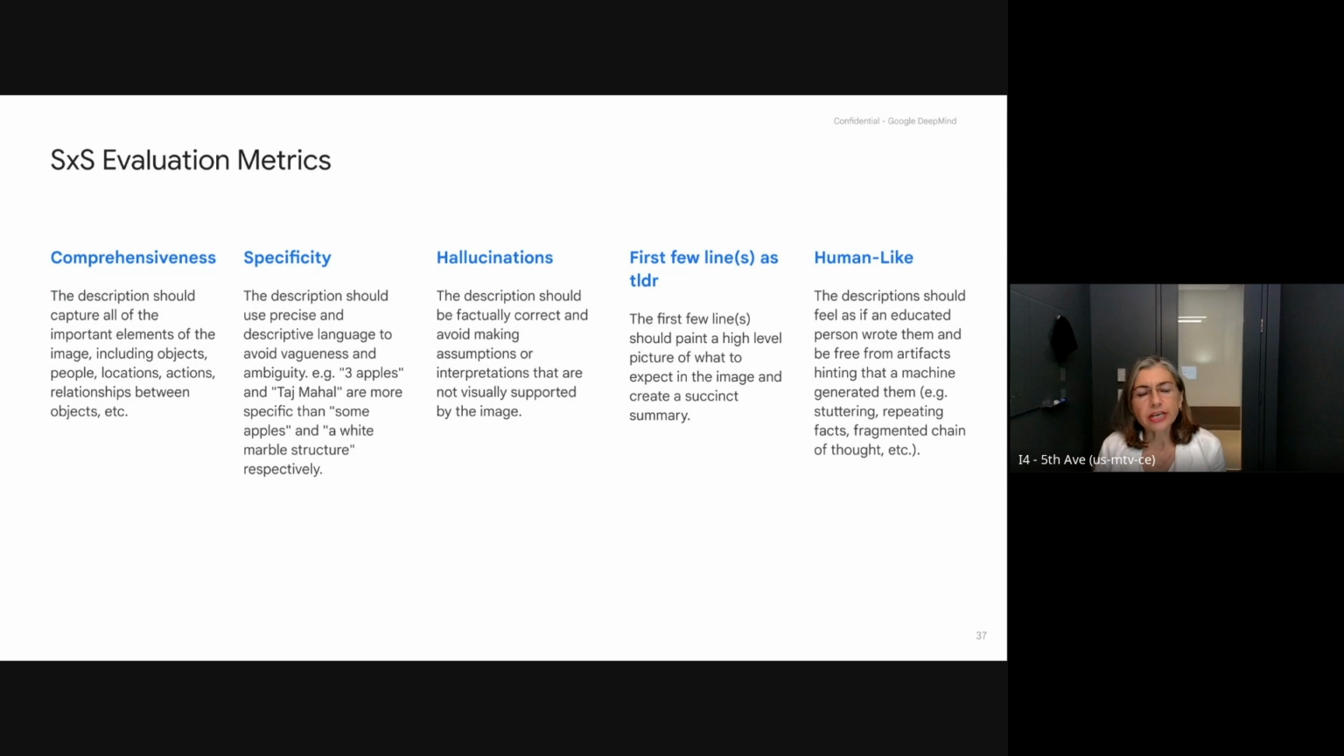So I mentioned that we introduced 5 evaluation metrics for the human side-by-sides. These are comprehensiveness, and here our aim is to measure whether the descriptions capture all the important elements in the image. The next one is specificity, and here our aim is to measure whether these descriptions are using precise descriptive language. We don't want these vague or ambiguous descriptions.